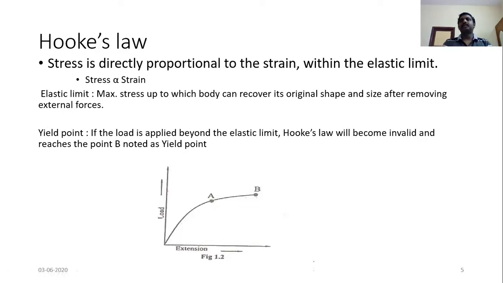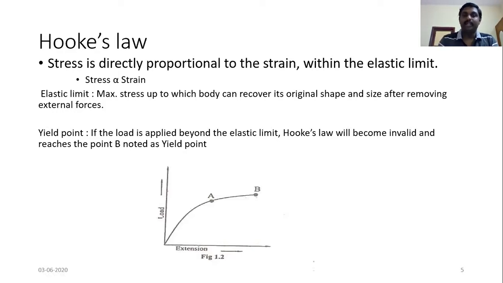One is elastic limit. That is what we tend to call elasticity, getting back to its original position from its deformed state. Every material has its own elastic range. If we are providing stress beyond that elastic range or limit, it tends to move to its plastic range, plasticity. That range will be considered as elastic limit. That is the maximum stress up to which a body can recover to its original shape and size after the removal of external forces. Then yield point.